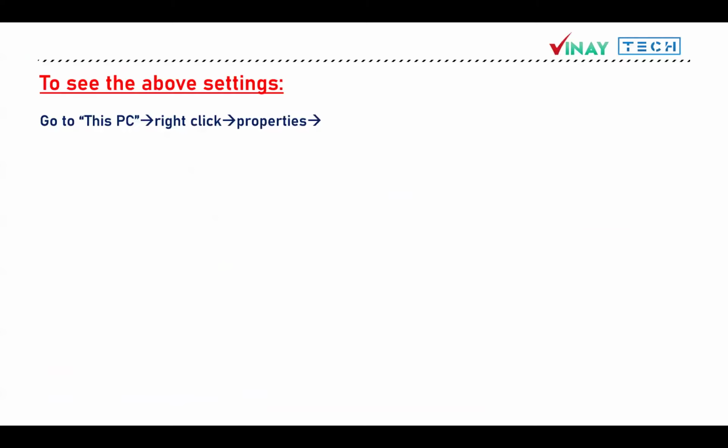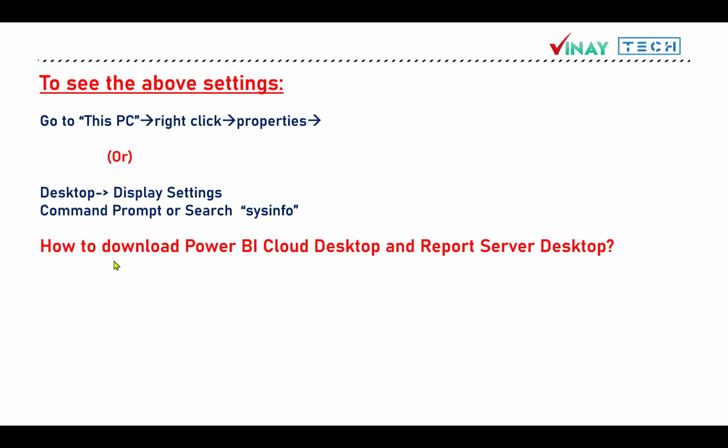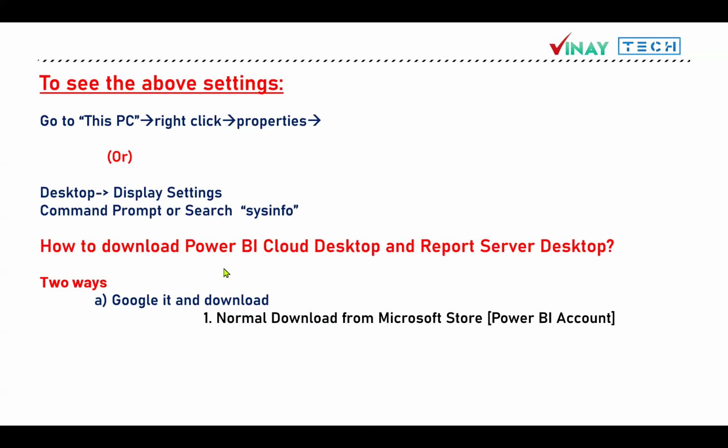Then how do we download? How to download Power BI desktop? Two ways. First, Google it and download. Second way, Google it and download. Again, this is two ways. Normal download from the Microsoft Store using a Power BI account. Advanced download, which will not require any account. So you will Google and download, but without account, with account. And if you don't have any account, go for advanced download for now.